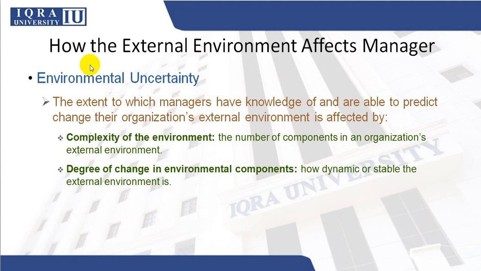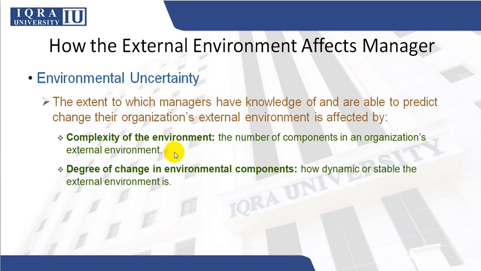So now we are going to talk about how the external environment affects the manager. What is environmental uncertainty? Environmental uncertainty refers to the extent to which managers have knowledge of and are able to predict change their organization's external environment is affected by. I mean, how much managers know about the environment and how the external environment is going to affect the organization. That is what environmental uncertainty is.